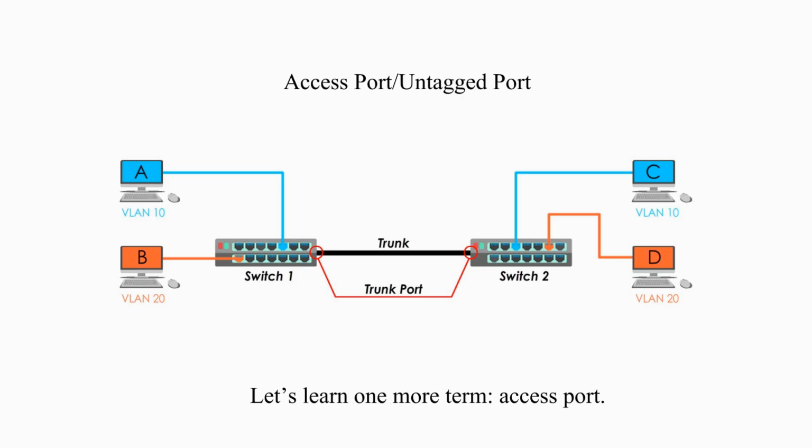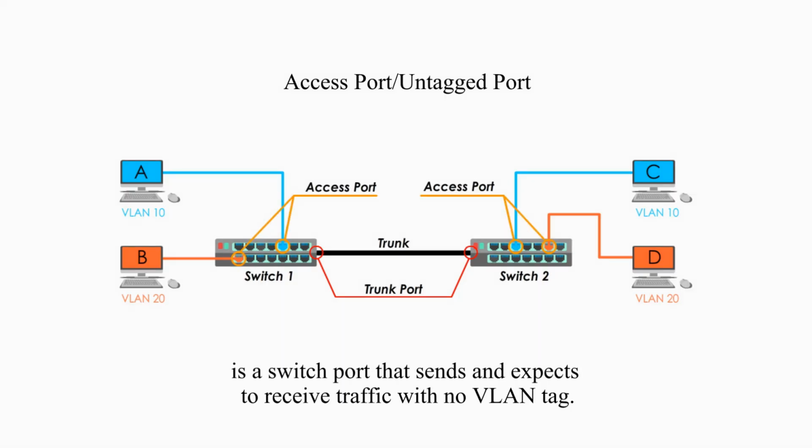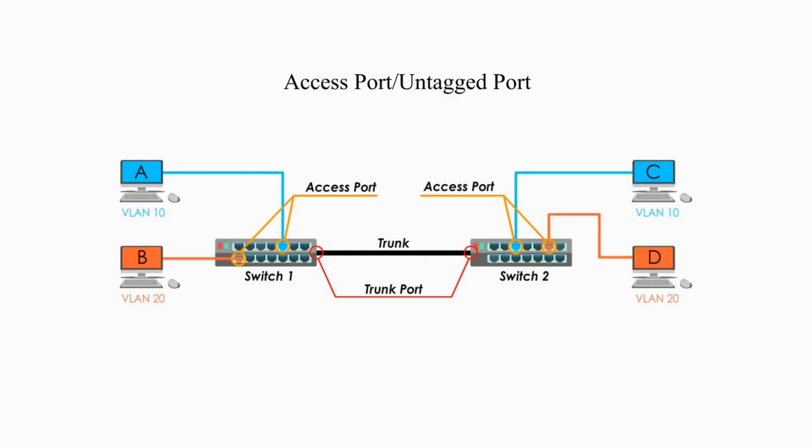Let's learn one more term, access port. An access port, or untagged port in the non-Cisco world, is a switch port that sends and expects to receive traffic with no VLAN tag. In other words, an access port carries traffic only for one VLAN.